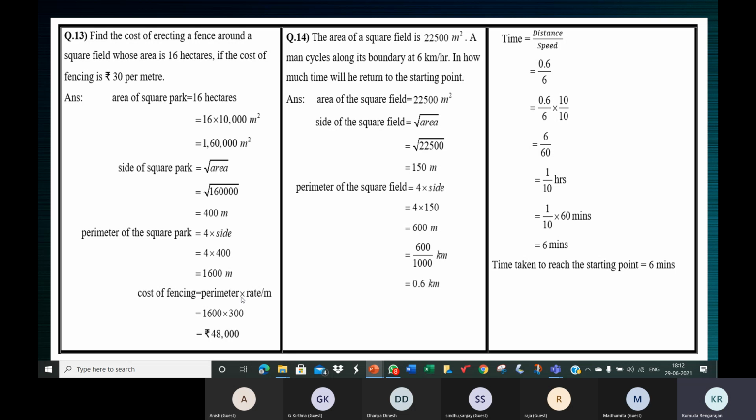So to find the cost of fencing, you need to know the length of the fence. And the length of the fence will be the perimeter, the perimeter of the square field. The perimeter can be found using the side, and the side is found using the area.